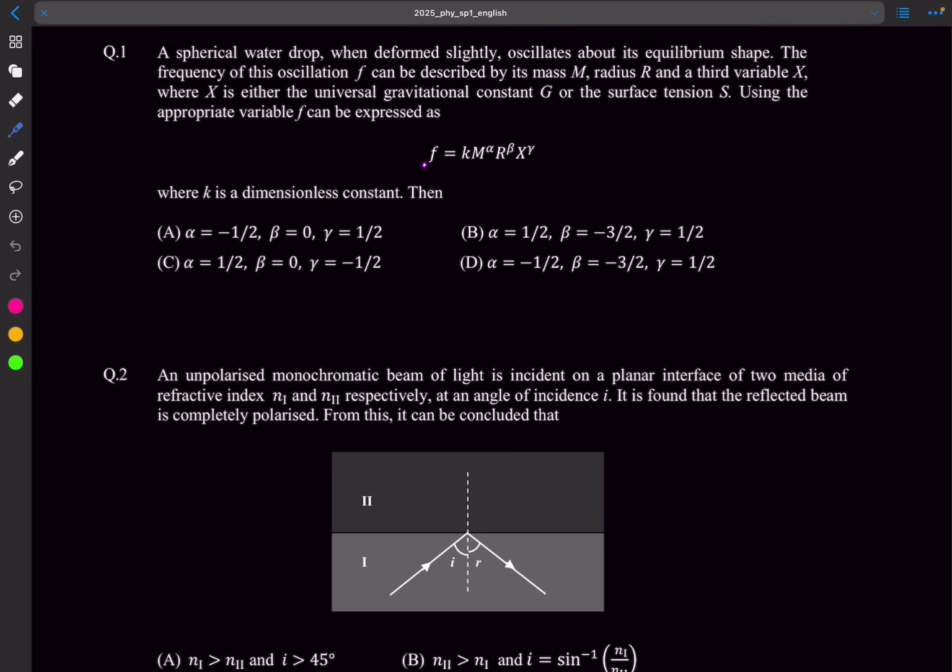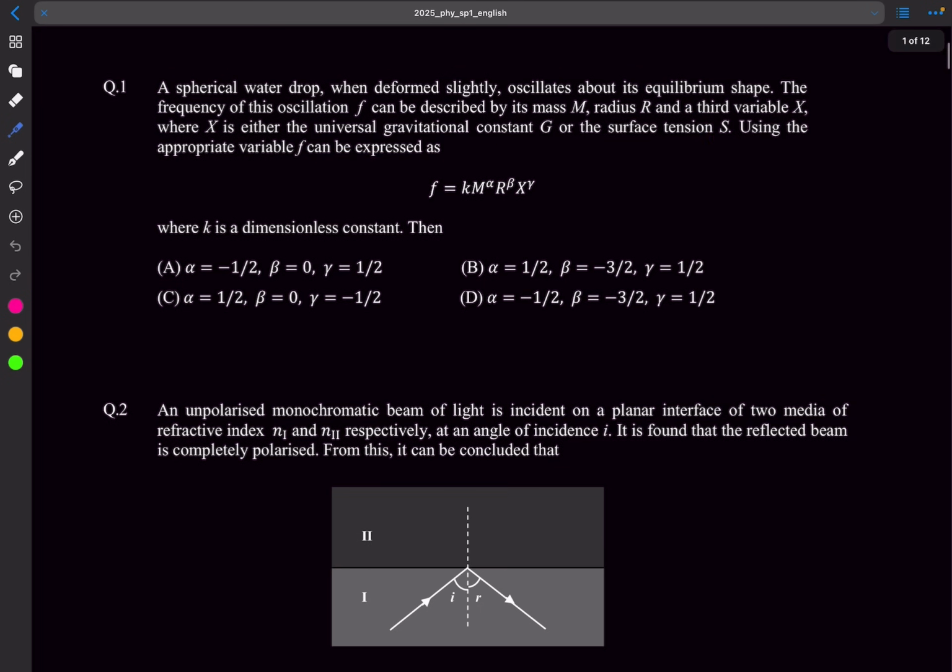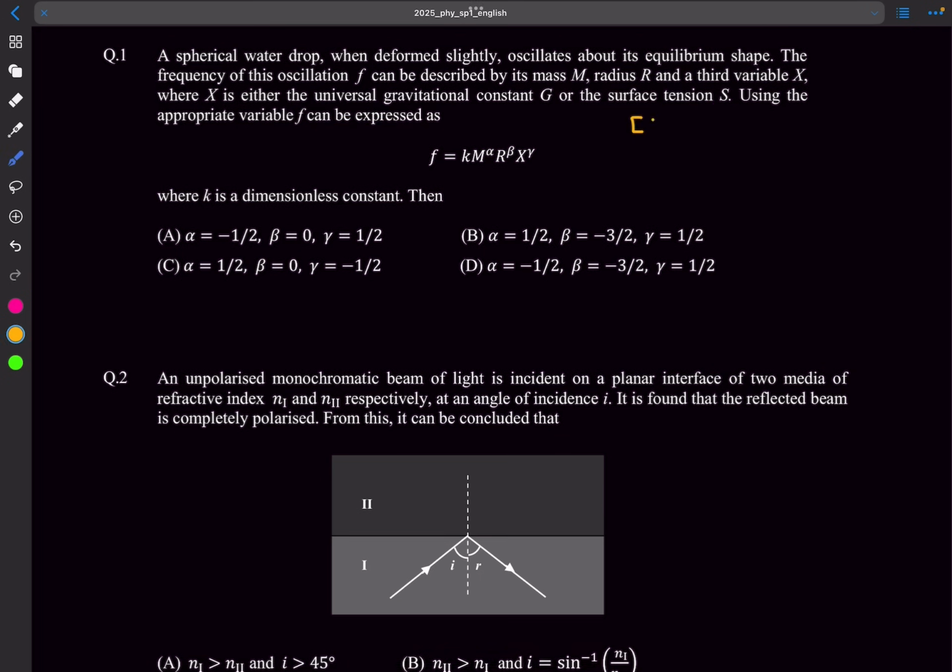Okay. So the first problem is from dimensions. We have frequency of the oscillation on the left side, and we have mass, radius, and they're saying a third variable x, where it is either the universal constant G or the surface tension S. The dimensions of the universal gravitational constant: it will be F r squared divided by m1 m2, so there'll be a mass to the power -1, and a meter cubed, so L cubed, and the time is just from the acceleration, so it will be T to the -2.